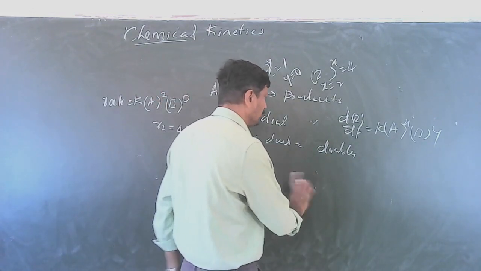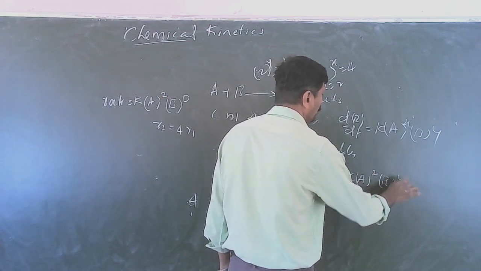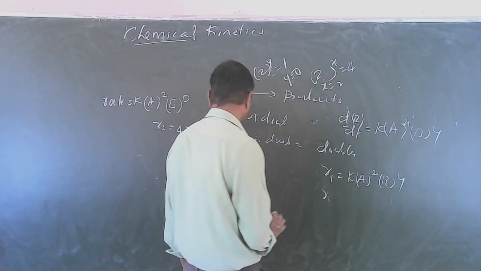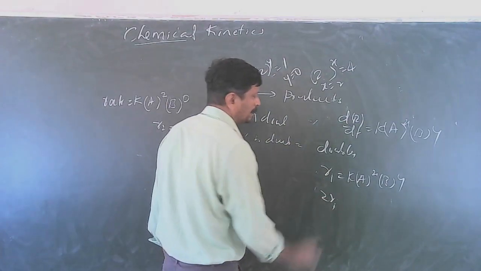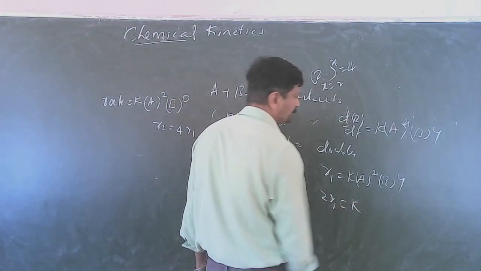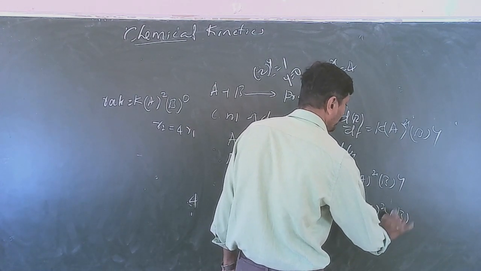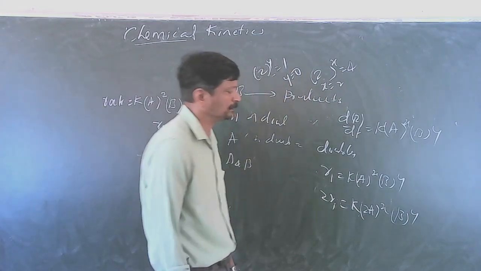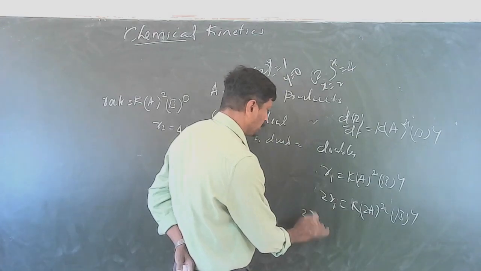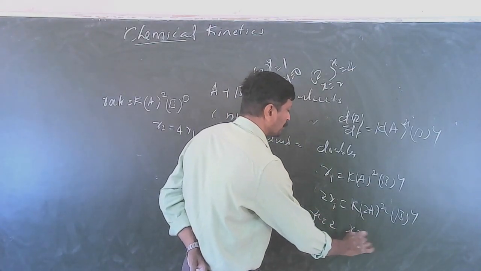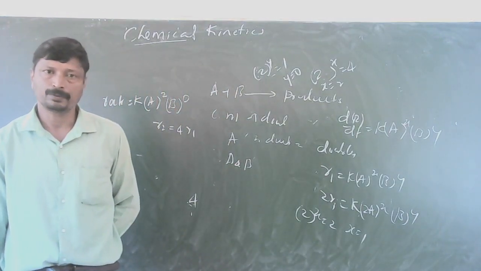For the first case, R1 is equal to k A to the power of x and B to the power of y. In the second case, R2, the rate is doubled, and it is k into 2A to the power of x and B to the power of y. Divide this by this. What will you get? 2 to the power of x is equal to 2, therefore x is equal to 1. Here x is equal to 1.